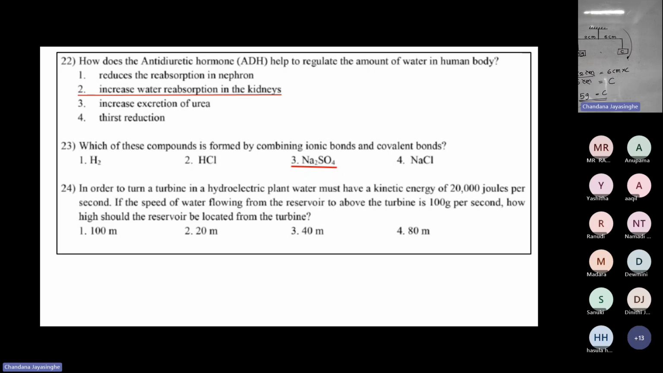So in this question, we have to go for equating the kinetic and the potential energy. In order to turn the turbine in a hydroelectric plant, water must have the kinetic energy 20,000 joules per second. If the speed of water flowing into the reservoir to the above turbine is 100 kilograms per second, how high should be the reservoir? Now in this kind of question, what can we do? We have to equate the kinetic energy and the potential energy. Total kinetic energy is used for what? To rotate the turbine. So therefore, in this kind of question, we have to go for kinetic energy.